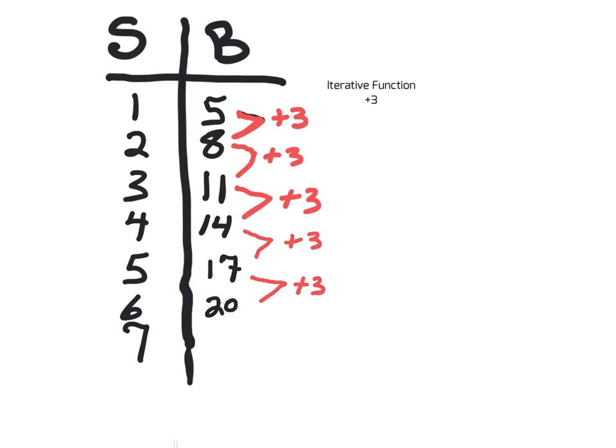And then I'm going to add yet another caret of plus 3. And 20 plus 3 is going to give me 23. So your 7th section will have 23 blocks in it. And there you have your iterative function, which is plus 3.